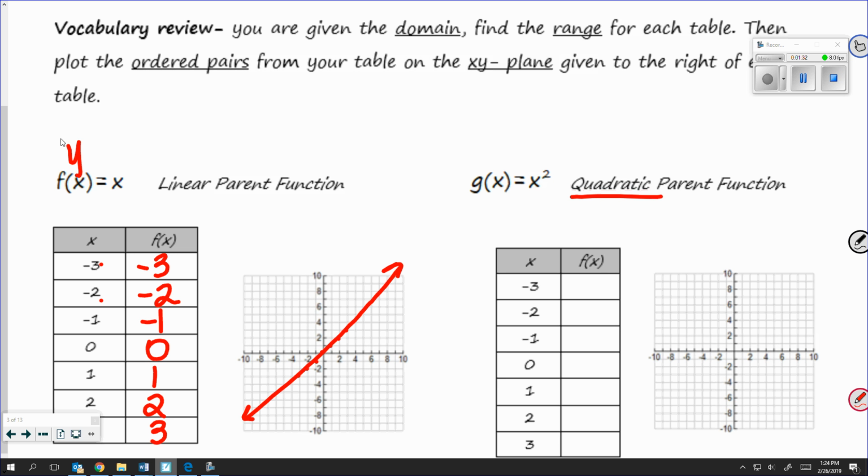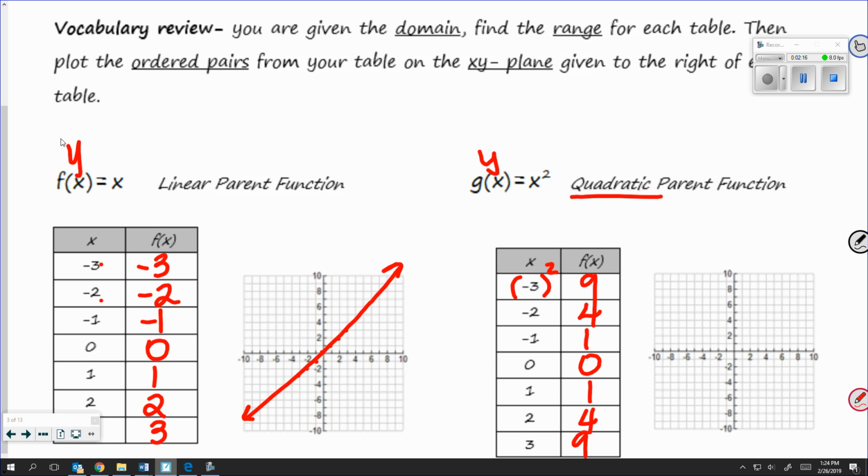So here, g of x, same thing as y, is equal to x squared. If we put this in our calculator, we would put parentheses around the negative 3, and we would put squared. When we do that, we get that negative 3 squared is a positive 9. A negative and a negative make a positive. That's why it's positive 9. So then negative 2 squared would be 4, negative 1 squared is 1, 0 squared is 0, 1 squared is 1, 2 squared is 4, 3 squared is 9. Again, if you need to bring your calculator, you could. I'm just going to give them to you right now.